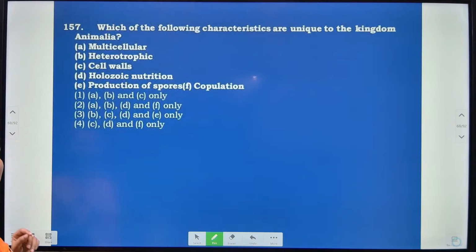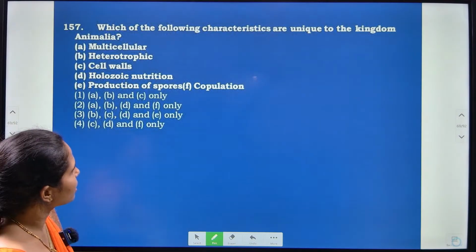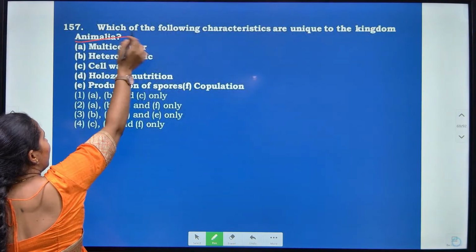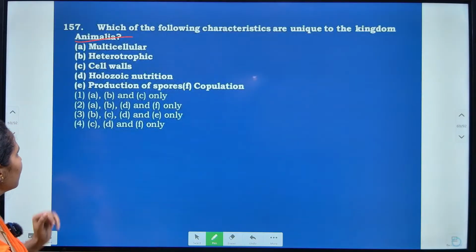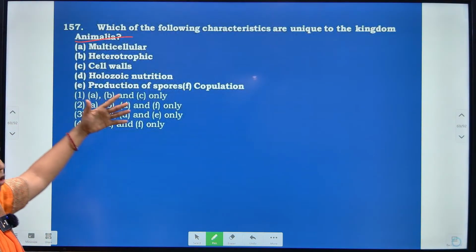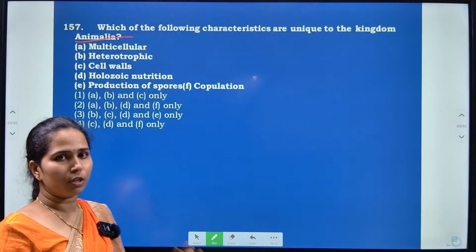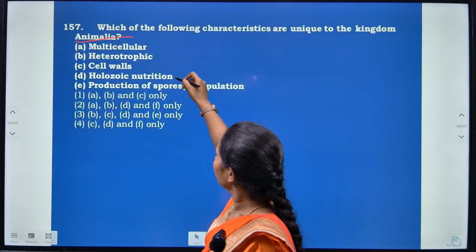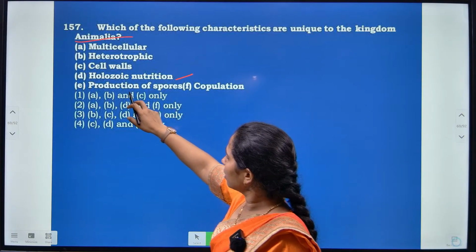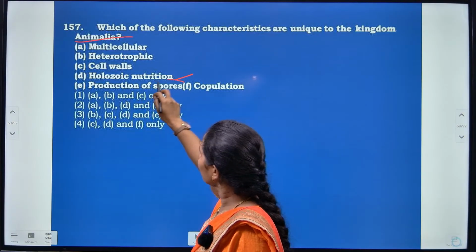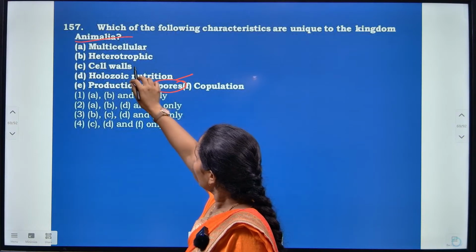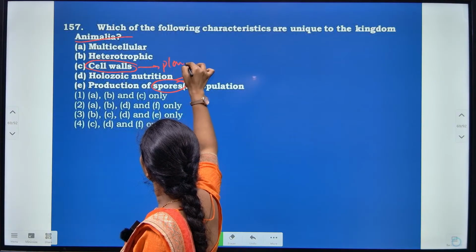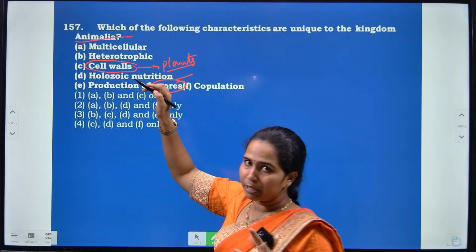So the next question is, which of the following characteristics are unique to the kingdom Animalia? Now, as we are studying Animalia, you have to know about the characters of Animalia. So they are multicellular, they are heterotrophic in nature because we depend upon others for our food. We are holozoic in nature also, that is holozoic type of nutrition. Production of spores? No, these spores are not produced by animals, and there is no presence of cell wall. Cell wall is present only in plants. This differentiates between animals and plants.